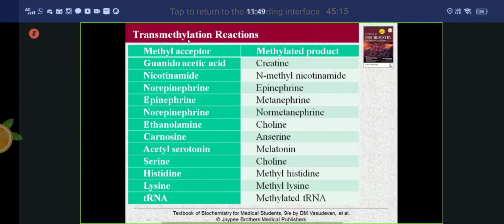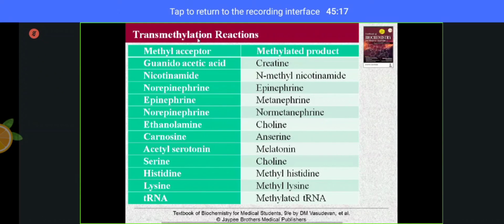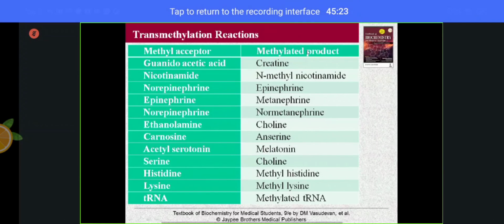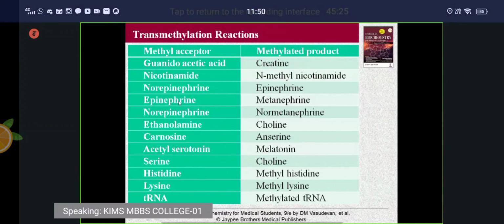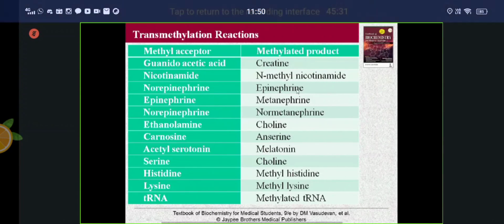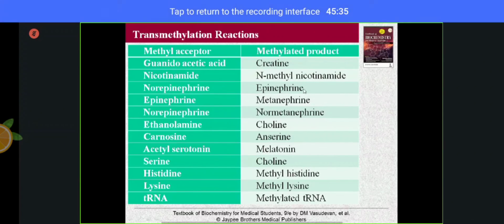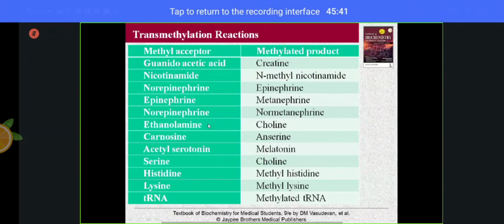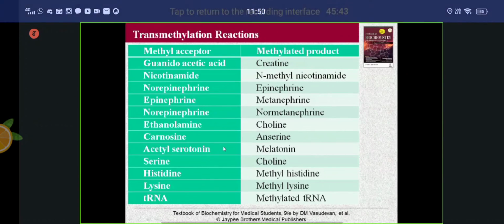So you understood the definition. Transmethylation means transfer of the methyl group. A methyl group is accepted to give a methylated product. What are the examples? Norepinephrine accepts one methyl group to form epinephrine. This is noradrenaline, adrenaline. Ethanolamine accepts 3 methyl groups to form choline.